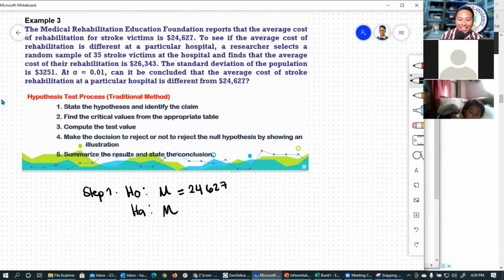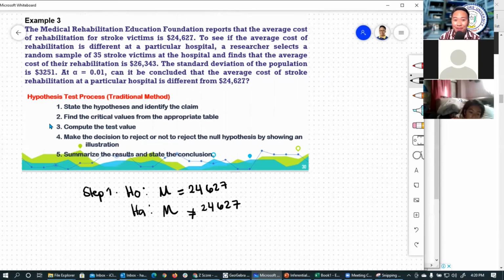Okay, very good. It's not equal to 24,627. Why not equal to, guys? Pia, EJ, why do you say so? Why do you propose the symbol not equal to? Very good. The word is "different." That's actually the answer. So guys, again, watch out for the clues in the problem. If you know how to look for the clues in the problem, it's very easy.